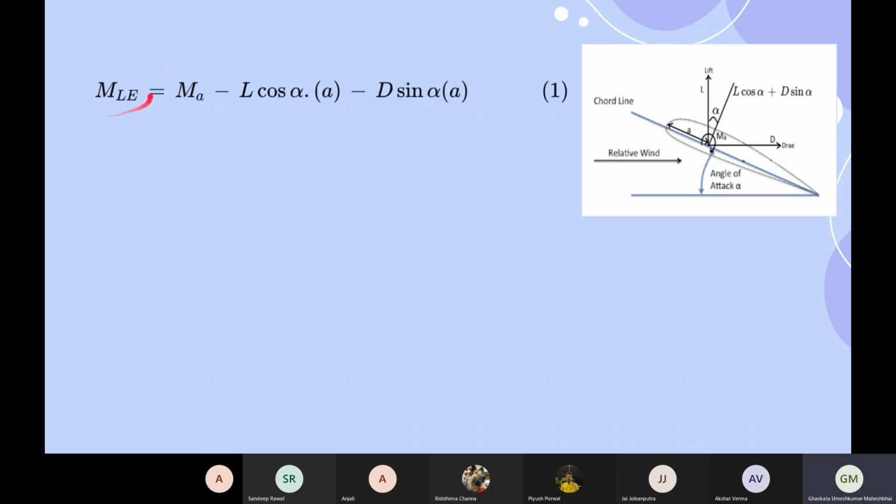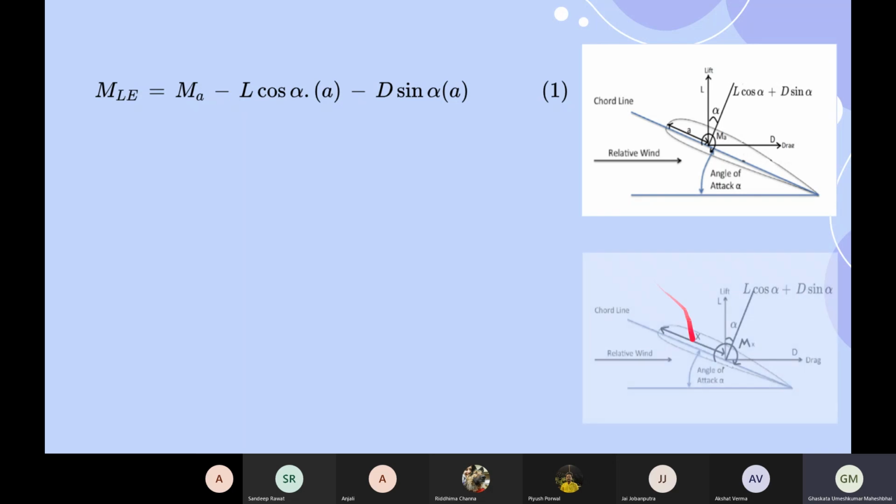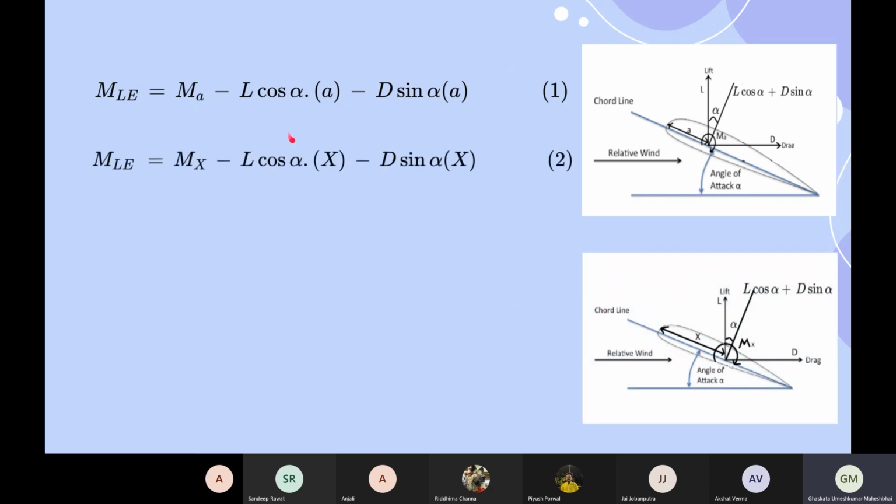So the moment about the leading edge, MLE, is equal to the moment about point A, because this is a nose up moment, so that's why we take a positive sign here. And the moment by L cos alpha plus D sin alpha is a nose down moment, so that's why we take a negative sign here, this and this. Now for this diagram, the moment about the leading edge can be written in a similar way, right?